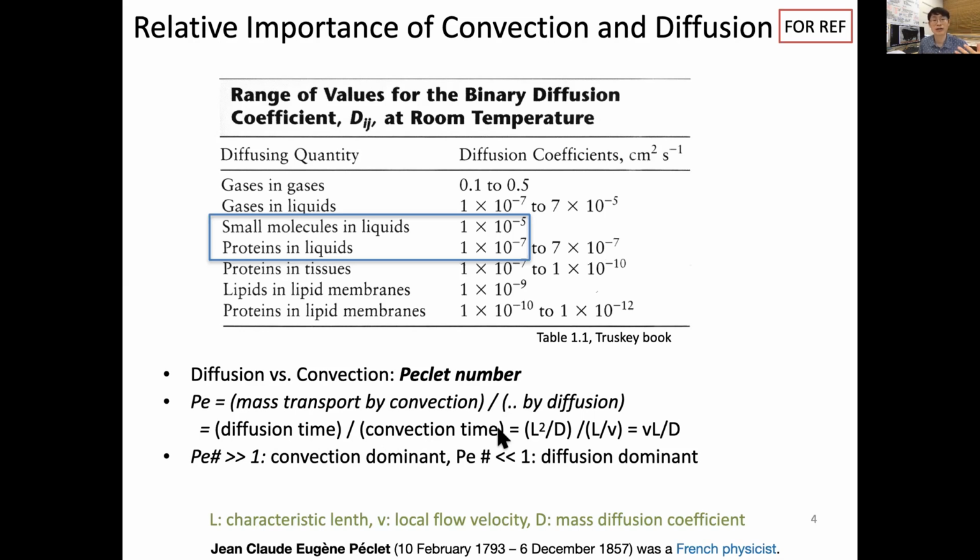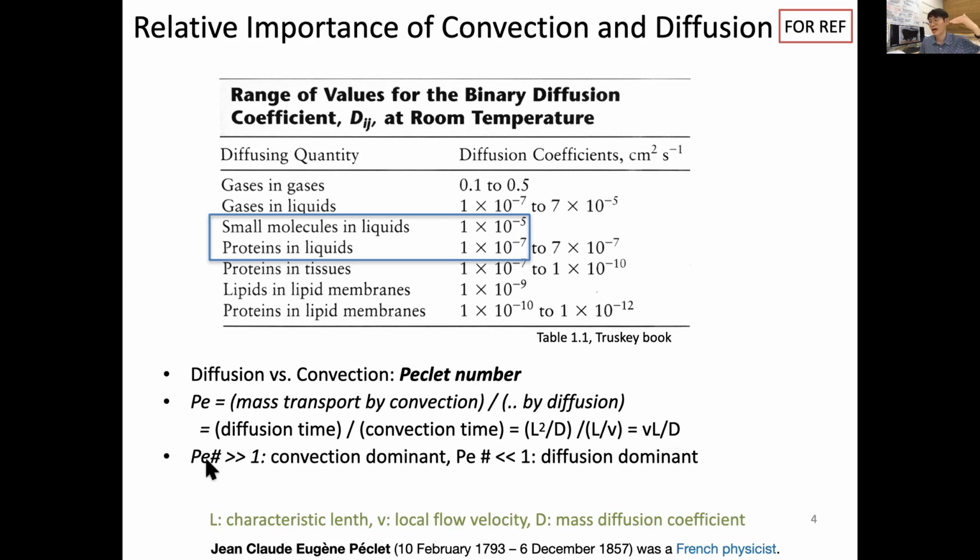How can you define diffusion time? The diffusion coefficient has units of length squared over time, so the time will be the length scale squared divided by the diffusion coefficient. And how can you come up with a convection time? Convection is a simple displacement by velocity or mass flow, so the time for convection will be distance divided by characteristic velocity, L over V. You calculate this and it turns out to be velocity times length over diffusion coefficient. Here L is a characteristic length, V is the local flow velocity, and D is the mass diffusion coefficient.